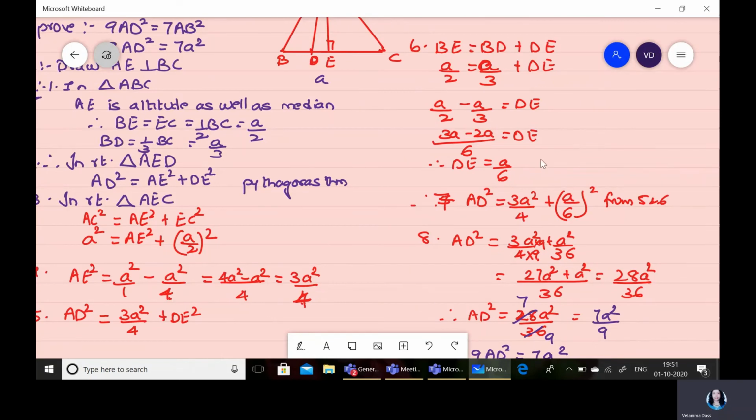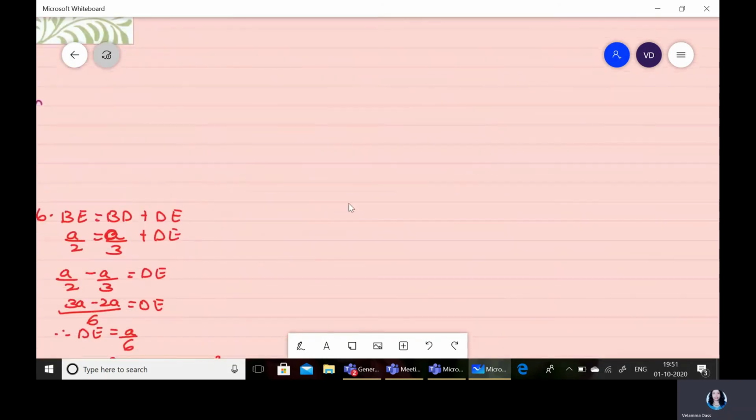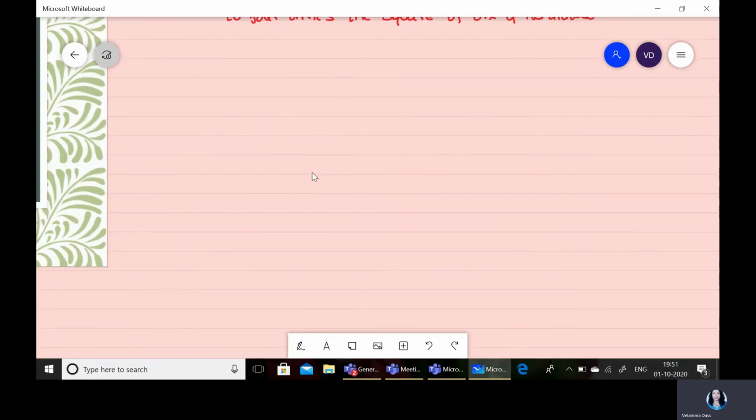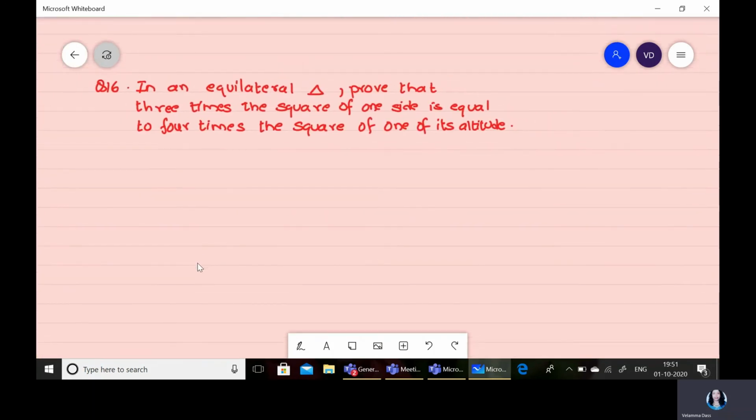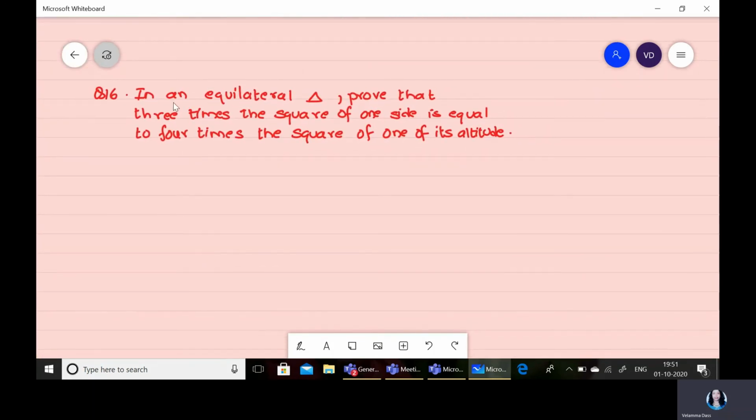Okay. Moving to the last sum of this triangle chapter, that is exercise 6.5, 16th sum. In an equilateral triangle, prove that 3 times the square of one side is equal to 4 times the square of one of its altitudes. As you find, the 16th one is also related to an equilateral triangle. So I'll just draw it now.